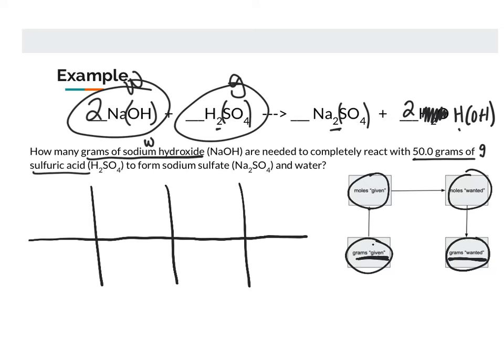That gives me an outline to make sure that I am doing this correctly. I should have 4 different columns to solve this problem. So the first thing I'm going to do: I am in grams of sulfuric acid. That's my given, so I'm going to put it in my upper left-hand corner.